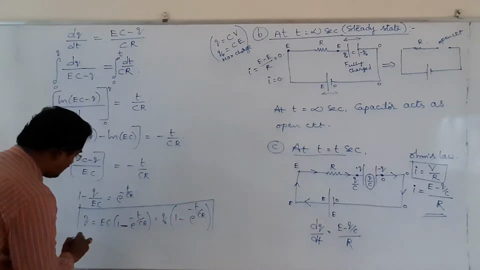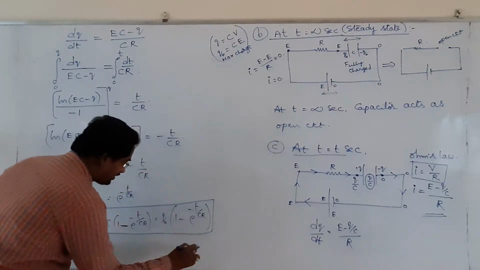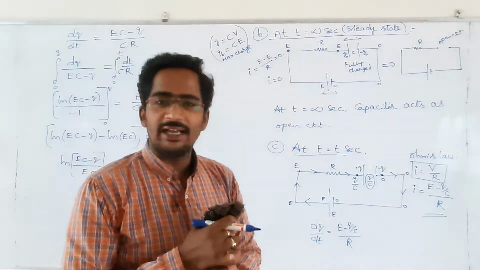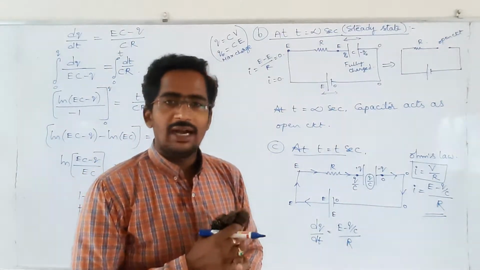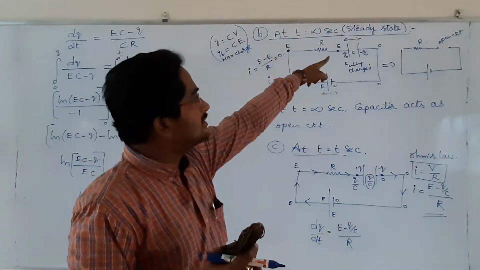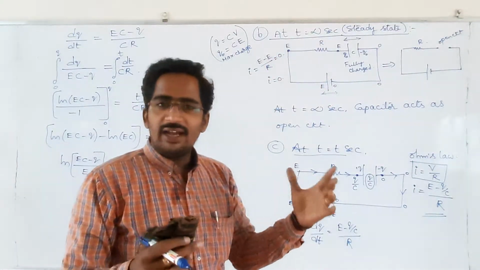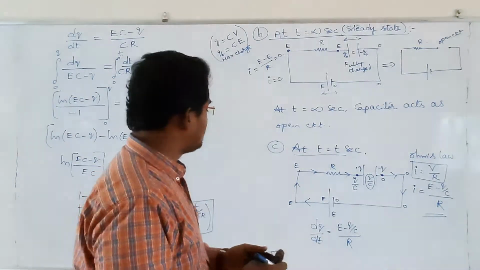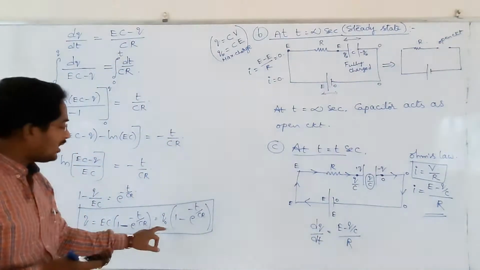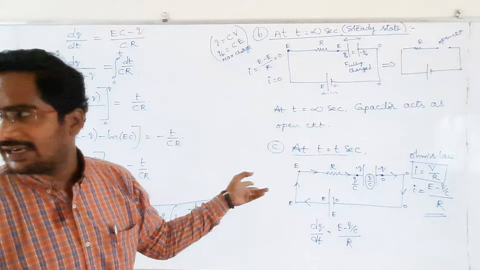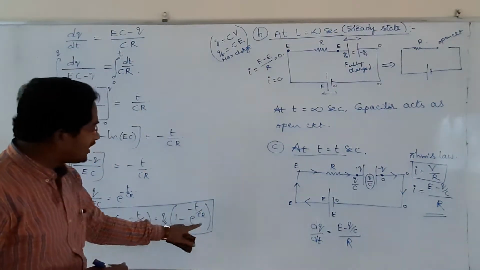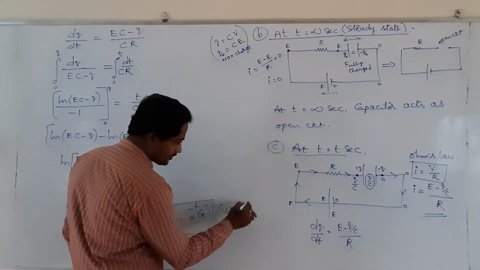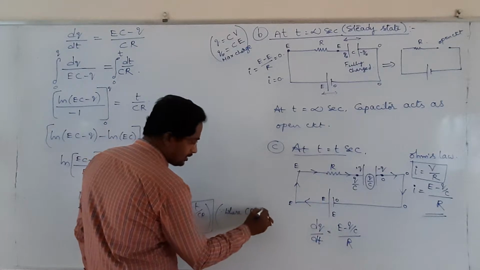So with that, the charge stored in the capacitor at three instants was derived. At the instant of 0th second, charge is 0. At the instant of infinity seconds, charge is maximum. In the midway time, at a particular moment, what is the charge stored in the capacitor? Q naught into 1 minus e power minus t by CR, where CR is called tau C.